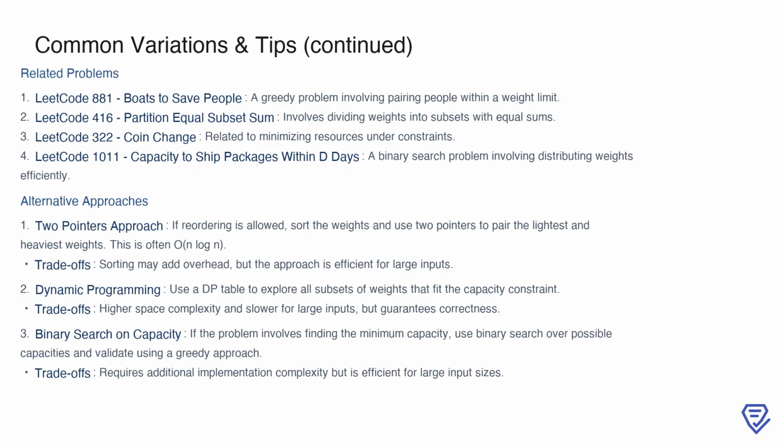Dynamic programming is another option, where you explore all subsets of weights that fit the capacity. While this guarantees correctness, it comes with higher space complexity and isn't ideal for very large inputs. Lastly, you might use binary search on the capacity if the problem involves minimizing it. This approach is efficient for large datasets, though it does require more complex implementation. Each of these methods has its trade-offs, so choose the one that best fits the problem's constraints and requirements.